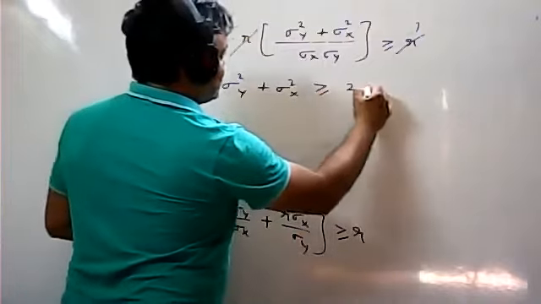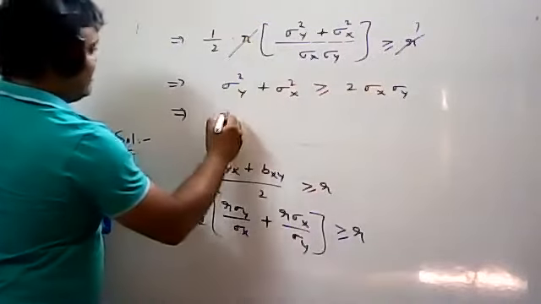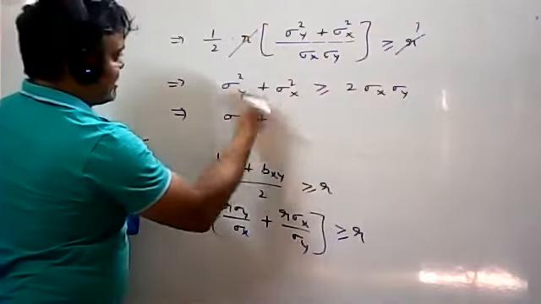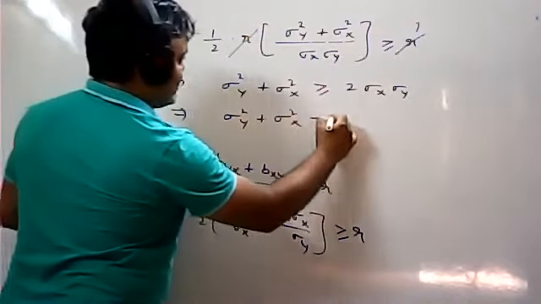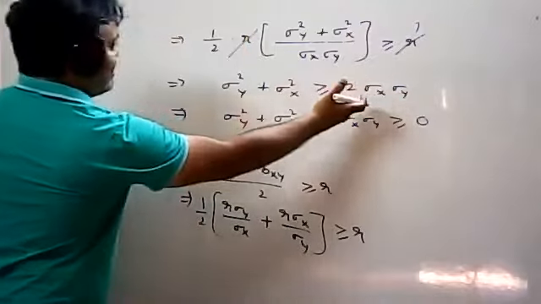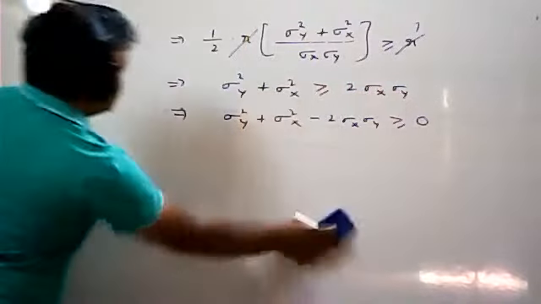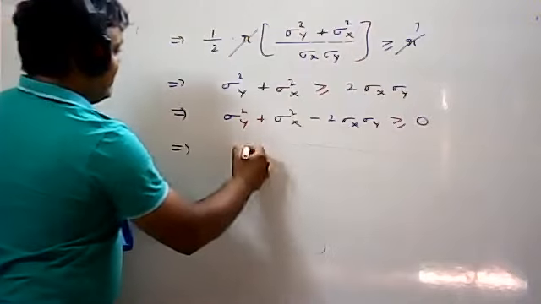That means greater than or equal to 2 sigma x sigma y. So now you can send this term to this side, sigma square y, or you can write in order, no problem. Sigma square x minus 2 sigma x sigma y greater than or equal to 0. Now no term is there. No term means you will get 0. So this is the formula for a minus b whole square.